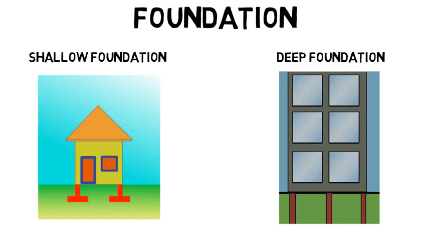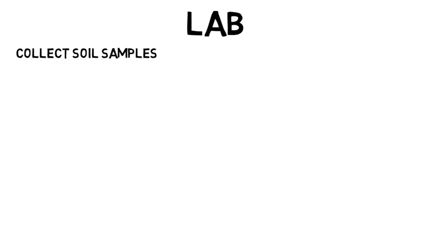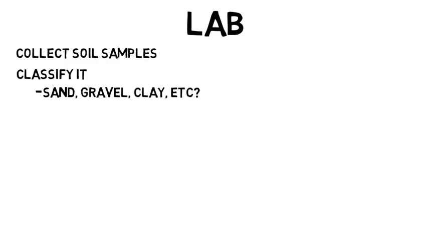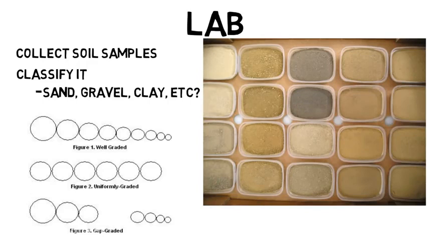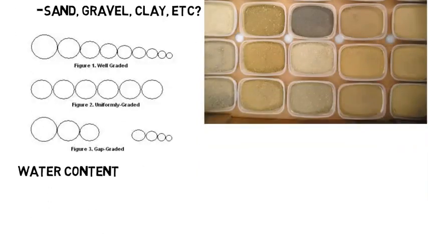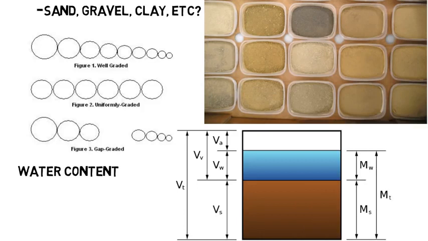But geotechnical engineers rely heavily on testing. So a lab you might see in college is to go out as a class and collect soil samples around your university and bring them to lab. You would have to classify it, like is it sand, gravel, clay, etc. There are many soil types, and you may have to look at the grain size or how it reacts to water. You determine its water content by analyzing the sample, which will be comprised of a solid soil, water, and air of different masses and volumes.